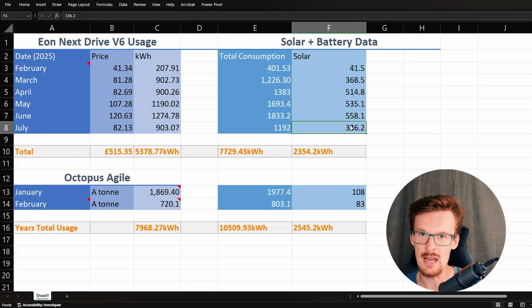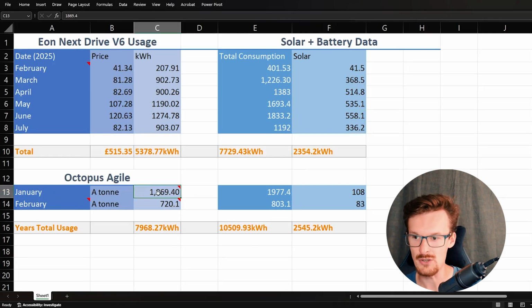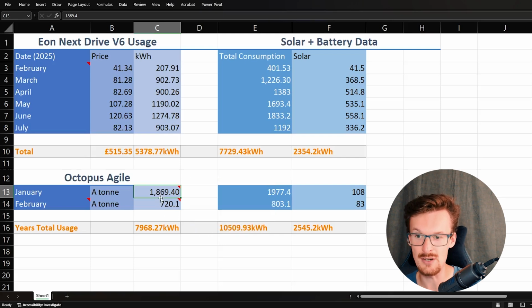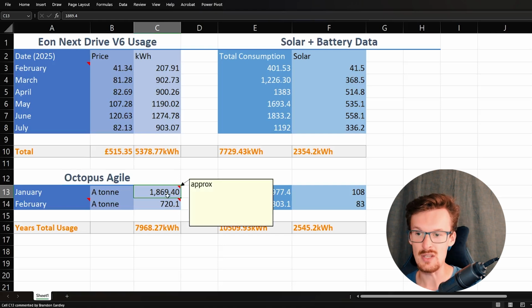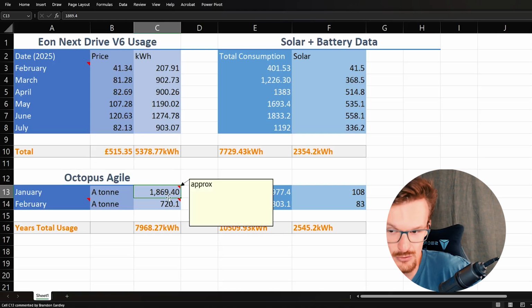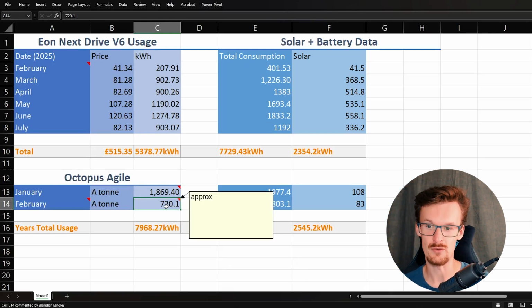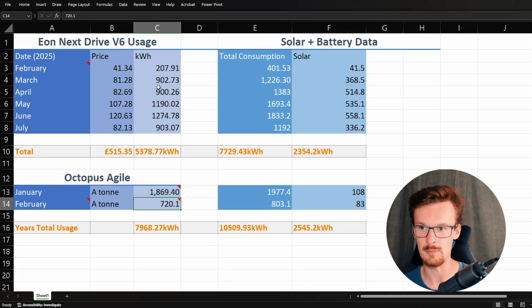Now, if we take into account the rest of the year, so January and most of Feb, we actually were using a ton of electricity on Agile. I hadn't really accommodated for the fact that Agile rates were going up. So that does mean that in January, I used about 1.8 kilowatts of electricity. In Feb, about 60% of Feb, I was using 720 watts, bearing in mind that is a combination of that plus that kilowatt.